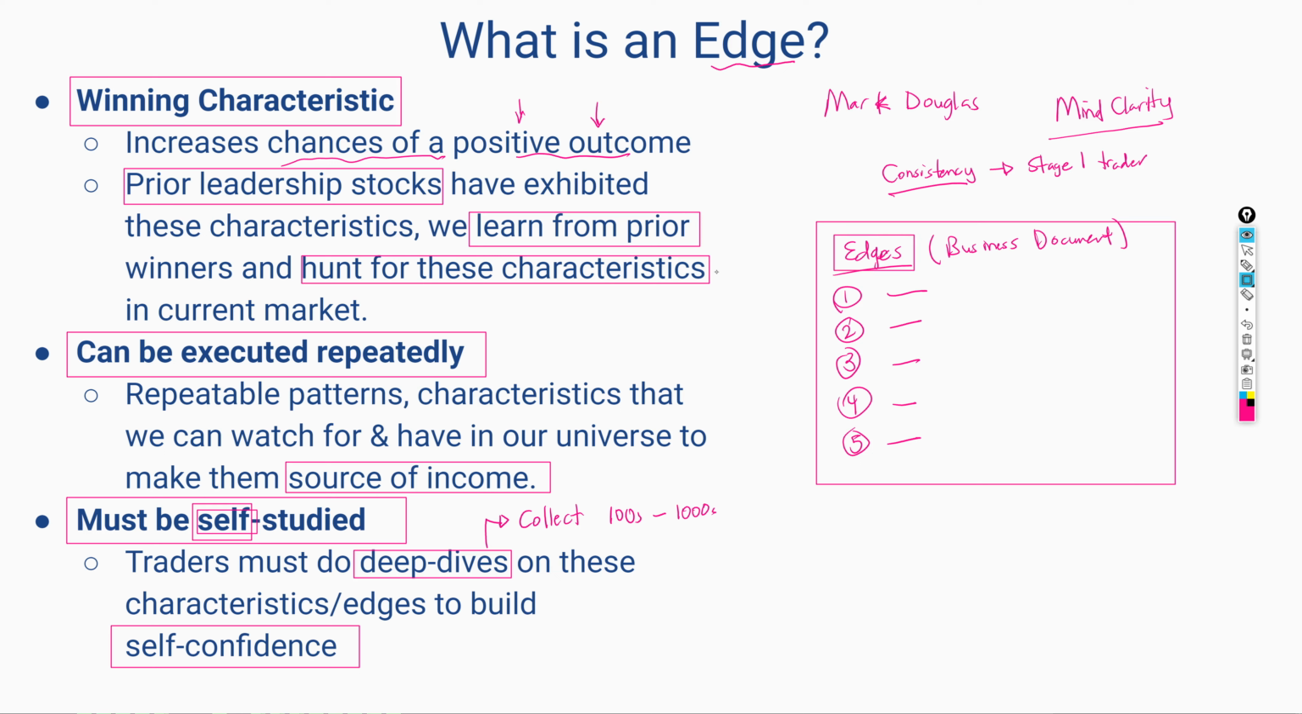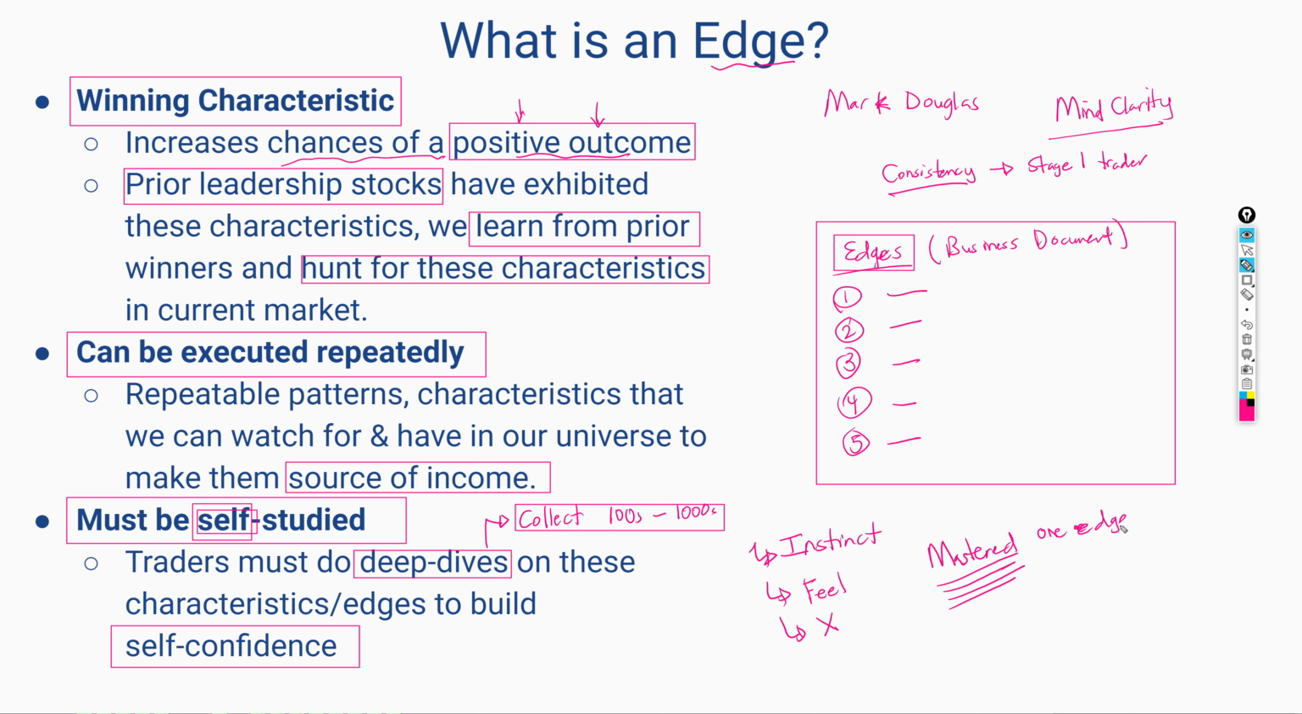and at that point you have a true edge in the markets where you know that the probability of a positive outcome for that particular edge that you collected hundreds and thousands of charts on is probably a good one, because you've now developed instinct in the markets, and you're trading off of that. You develop a feel for when it's going to work. You develop a feel for when it doesn't work, and at that point you've mastered one edge in the markets.